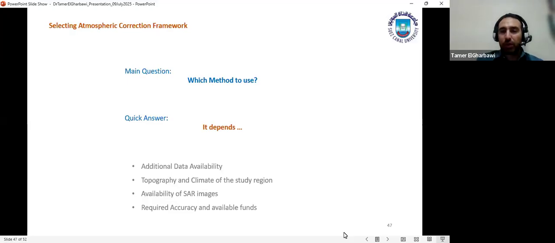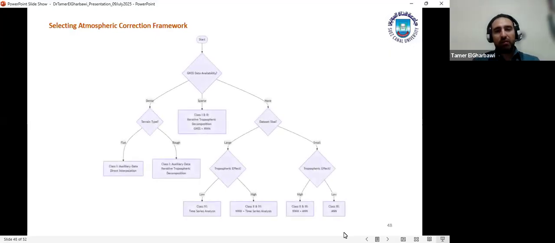It depends on the project. When we have a project, we have some kind of fund. It depends on how we are able to facilitate the correction in this large data set. So this kind of graph can help in order to select the best method.